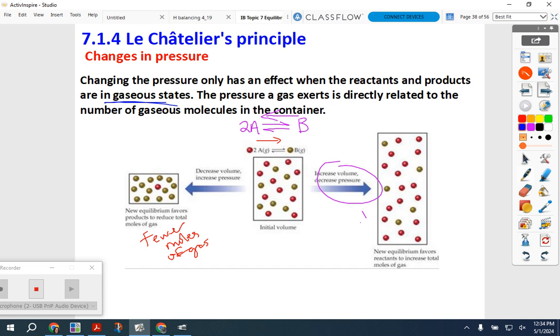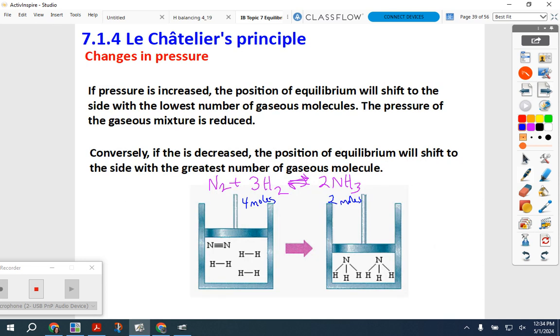Right? And this is another example from our Haber process where the reactant side has 4 moles of gas and the product side only has 2. So this reaction is often done at high pressures because at high pressures, it's going to drive the reaction towards the formation of the ammonia. So it's another thing that we can do to increase our yield of ammonia.